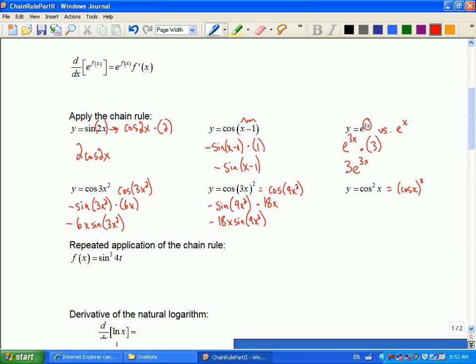So the last one, if you put a set of brackets around it, they mean the same thing. This set of brackets is power rule. So the outside one is going to be 2 times the cosine of x to the first exponent. And now I have to multiply by the derivative of the inside, which is the derivative of cosine. So once I tidy that up, I'd get negative 2 sine x cos x.